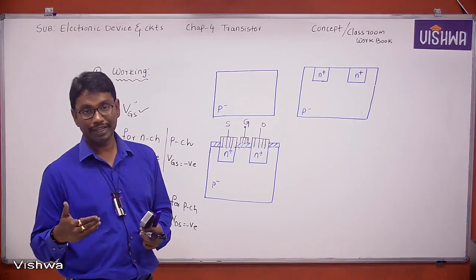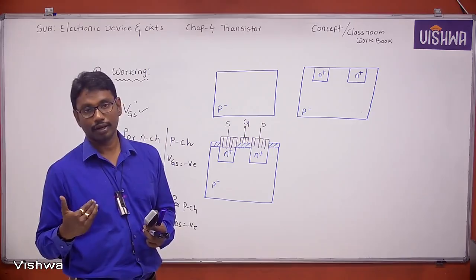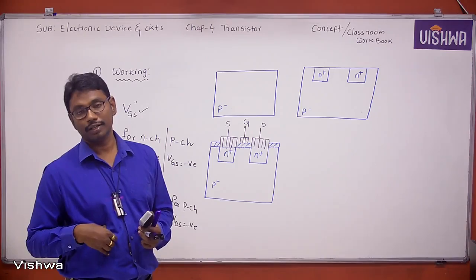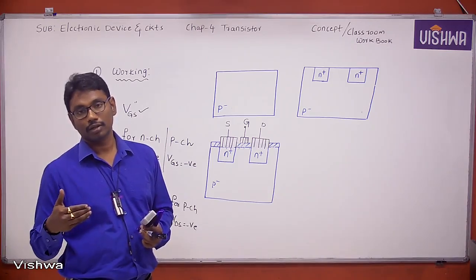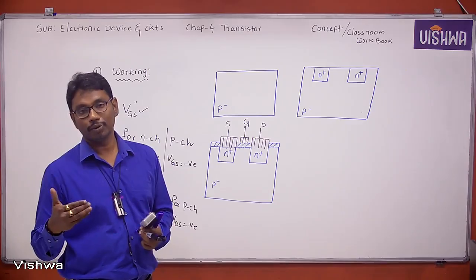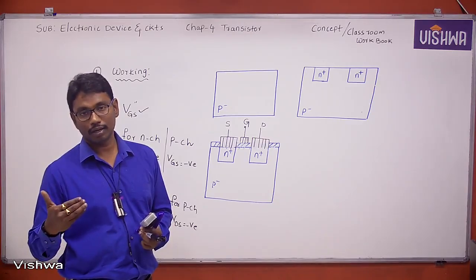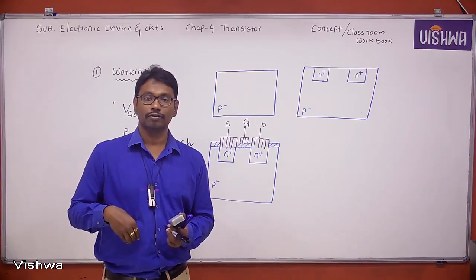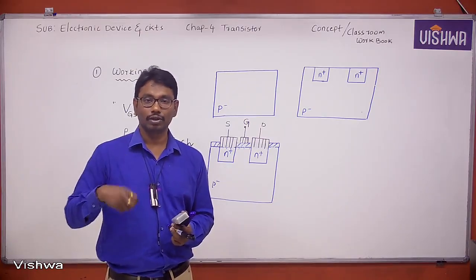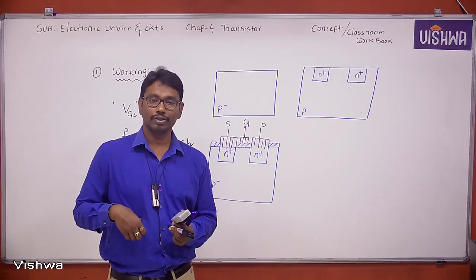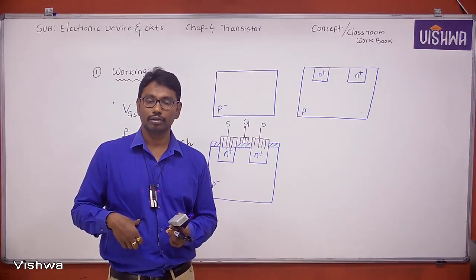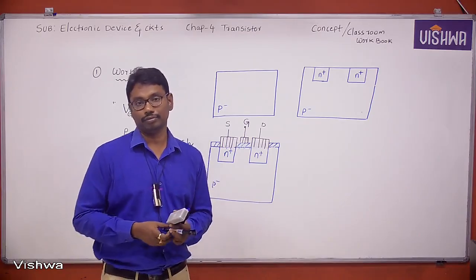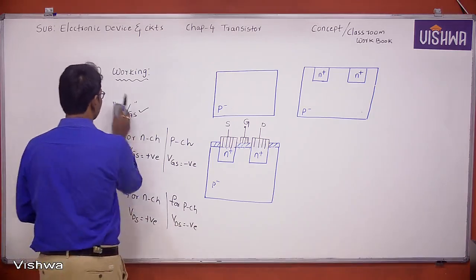Next one, VDS. It is used to enable the movement of the charge carrier from source to drain. For N channel, VDS is positive. For P channel, VDS is negative.